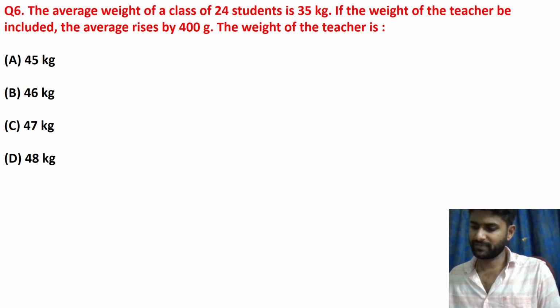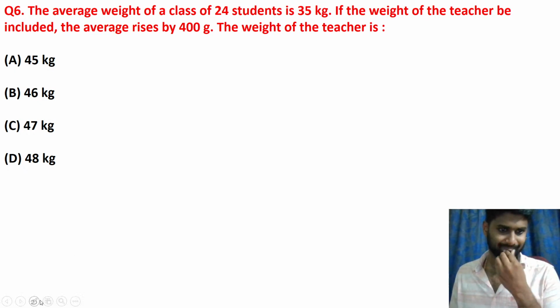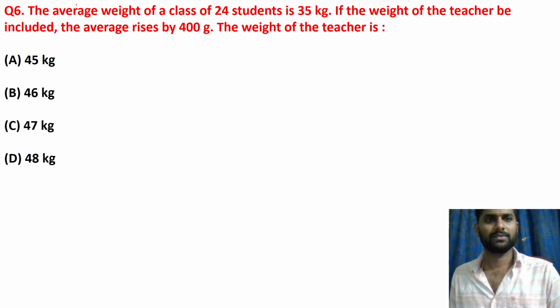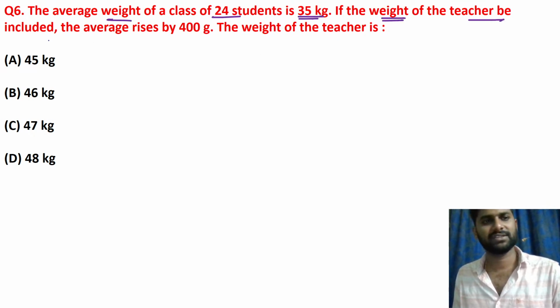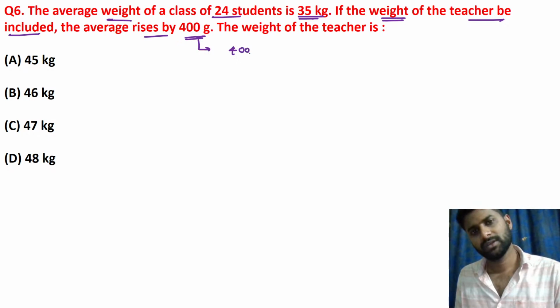This question uses the concept of averages. Now see, the average weight of a class of 24 students is 35 kg. If the weight of the teacher is included, then the average rises by 400 grams. See, 400 grams converted into kgs means 400 divided by 1000. It is equal to 0.4 kg.